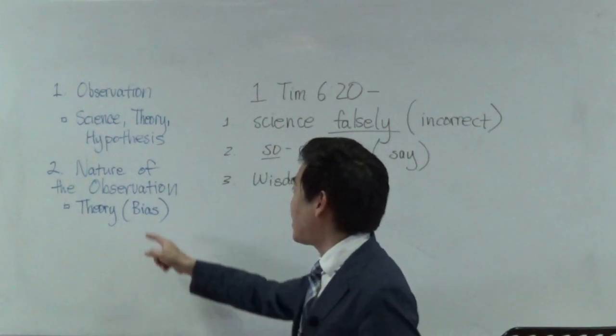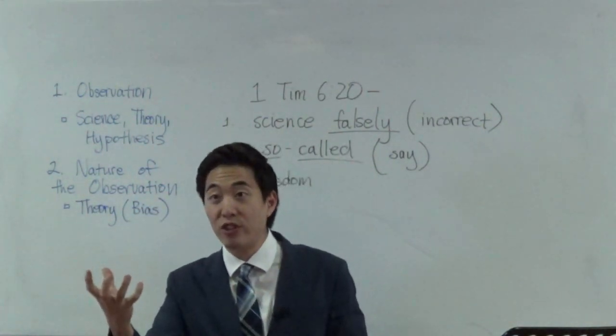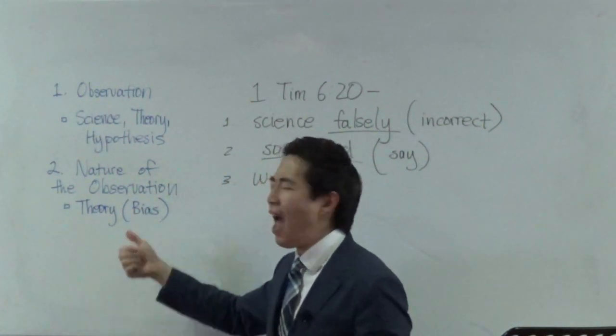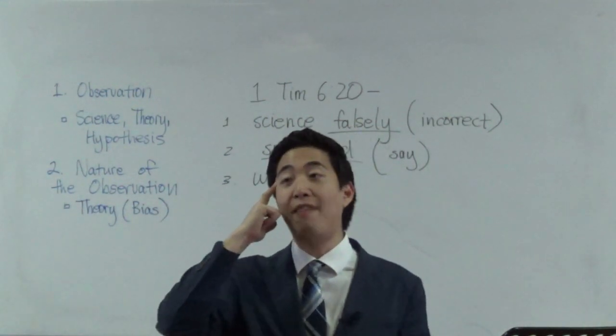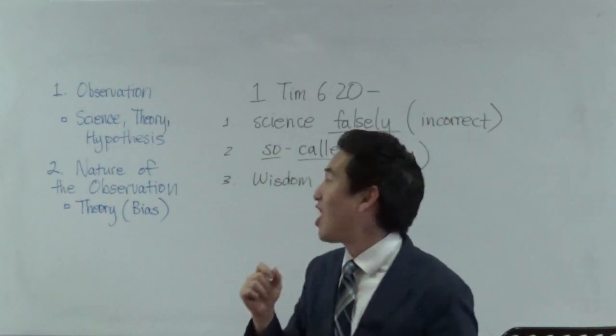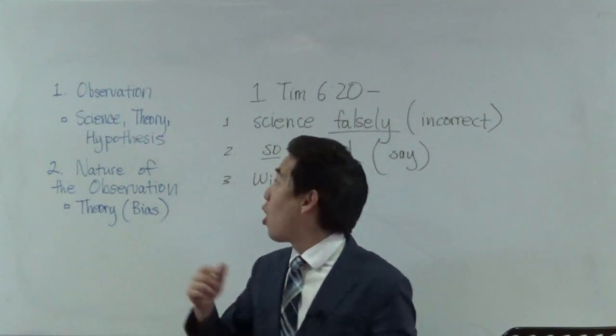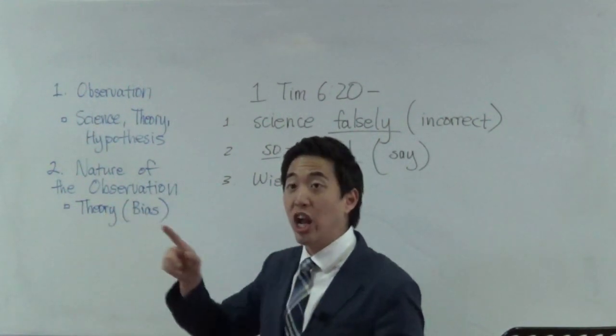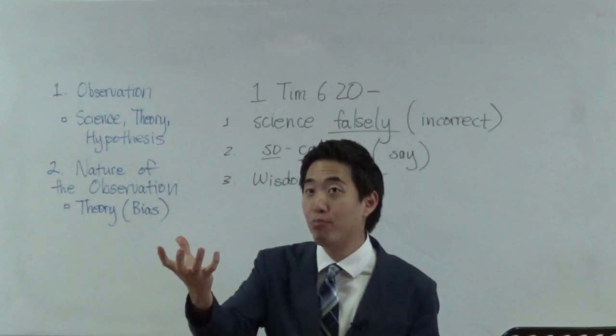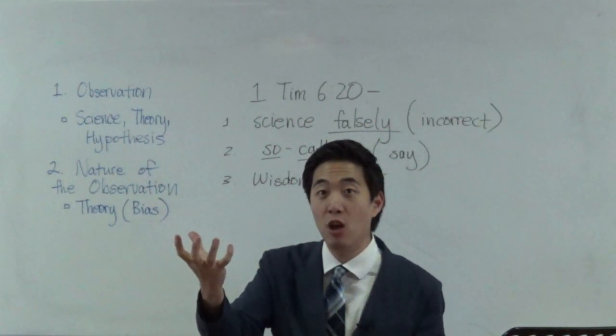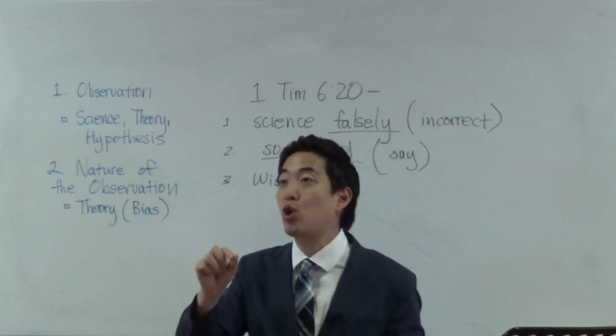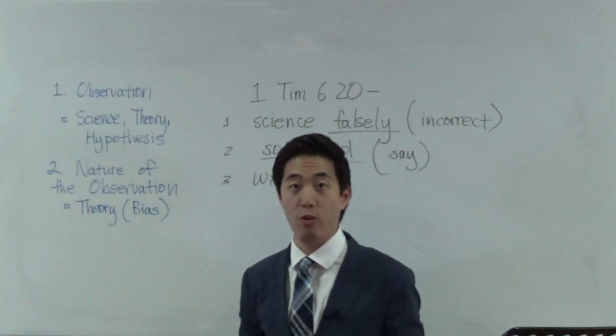So the idea is this: when you observe something, the problem is that you already have a theory in your mind. You already have a bias in your mind. And because of that, it's going to change your observation. It's going to change what you observe with that thing you're experimenting with, that evidence. And you're going to try to use it in a way that will support your theory.